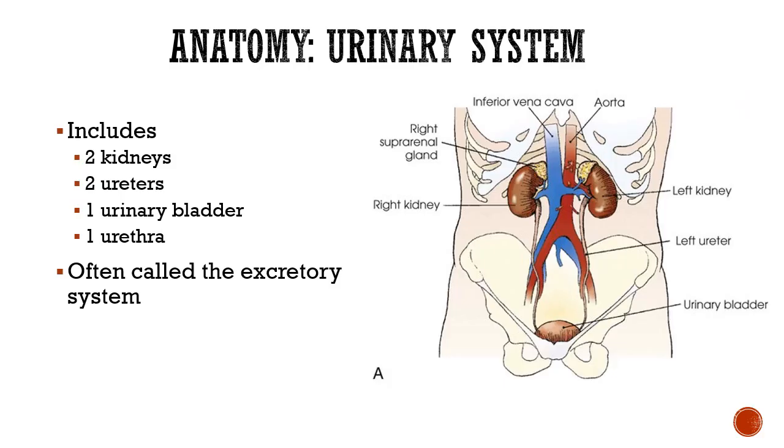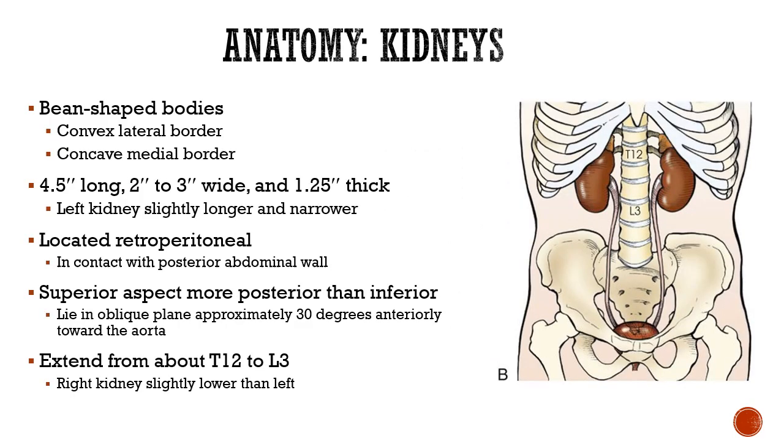To start with, the urinary system includes two kidneys, two ureters, the urinary bladder, and one urethra, and is often called the excretory system. The kidneys are bean-shaped bodies. They have a convex lateral border and a concave medial border. They're 4.5 inches long, 2 to 3 inches wide, and 1.25 inches thick. The left kidney is slightly longer and more narrow.